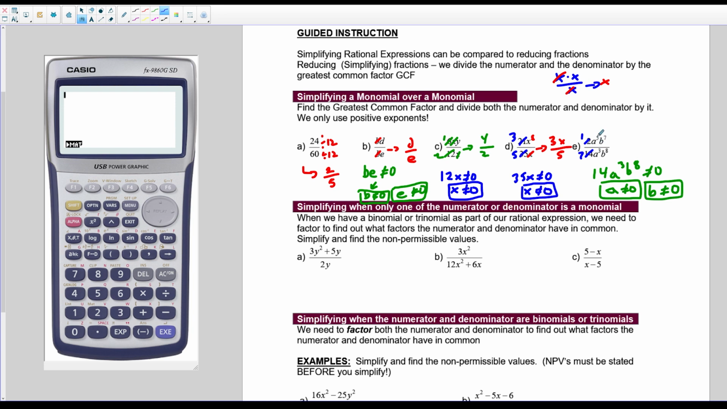Here I can get rid of 3 a's from both the top and the bottom. So I'm going to get rid of the 3 down there. This becomes a squared up top. So let me write this down before we forget. So I have an a squared on top. And then on the bottom so far, we have a 7. And there are no more a's on the bottom. And then next, I've got 7 b's on top, 8 on the bottom. So I can get rid of all 7 on top. And I'm left with a single b on the bottom. So a squared over 7b is my final simplified rational expression.